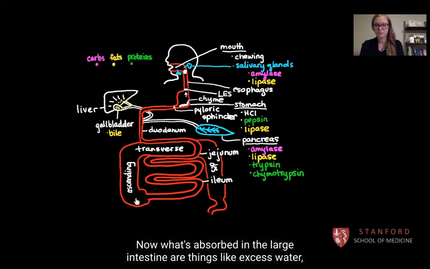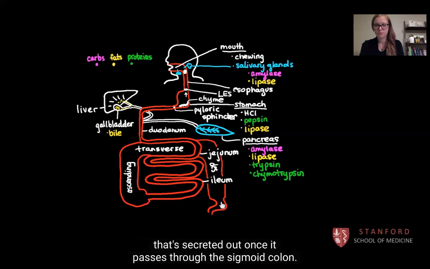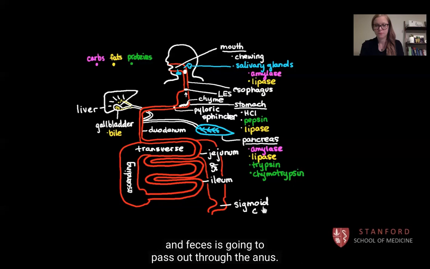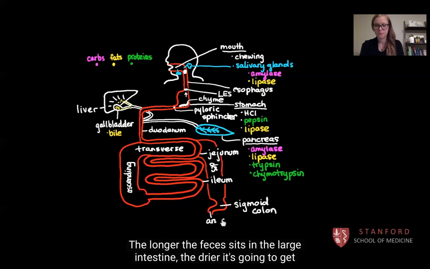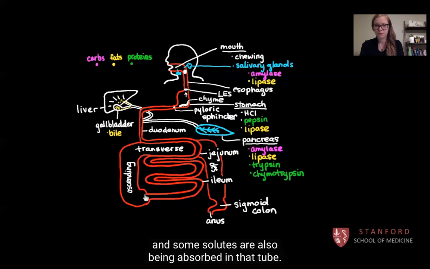Now, what's absorbed in the large intestine are things like excess water, so the longer feces, because this is ultimately going to be feces that's excreted out once it passes through the sigmoid colon. This is our end product of digestion, and feces is going to pass out through the anus. So the longer the feces sits in the large intestine, the drier it's going to get, because water is being absorbed and some solutes are also being absorbed in that tube.